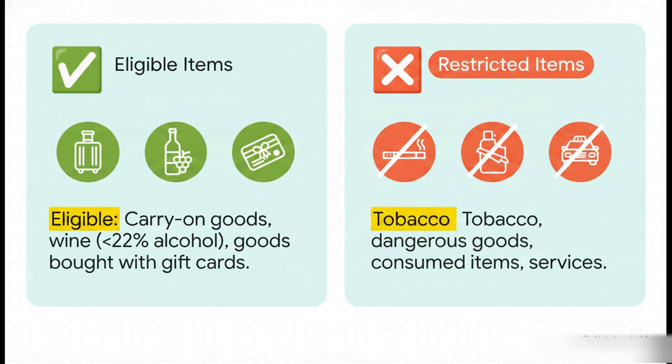And this is a big one. You cannot claim goods that have been wholly or even partly consumed while you were in Australia. So no claiming opened perfumes or half-eaten chocolates. And you absolutely cannot claim for services. Your hotel, your Uber, your rental car, none of that counts.